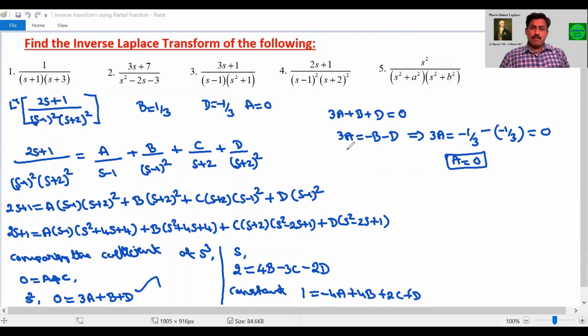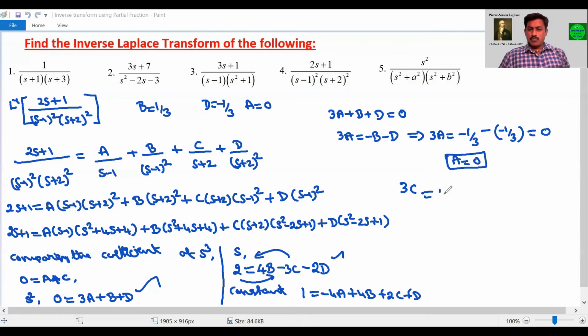So we know the values of a, b, d. We can substitute into any one of the equations and we can find the c value. If you observe this equation, we need the c value now. So 3c, I will take to your left side and I will take this to your right side.